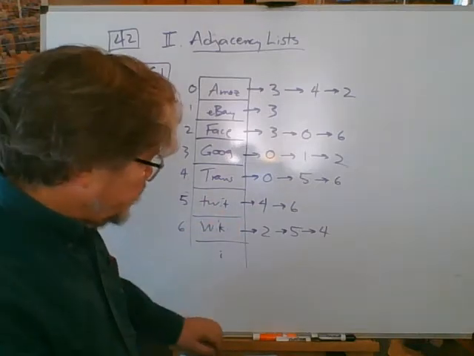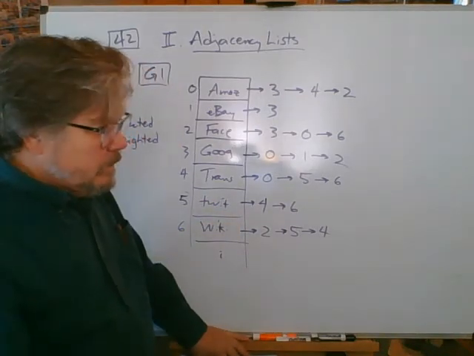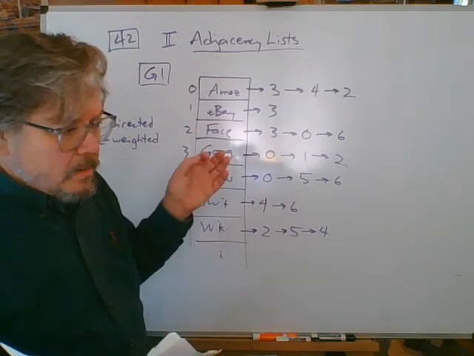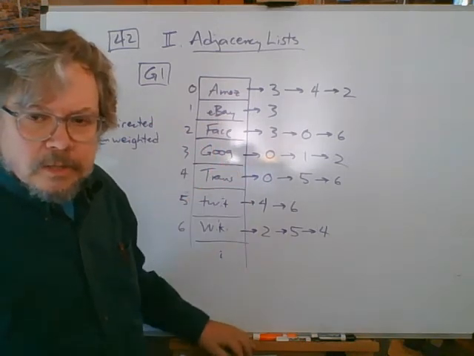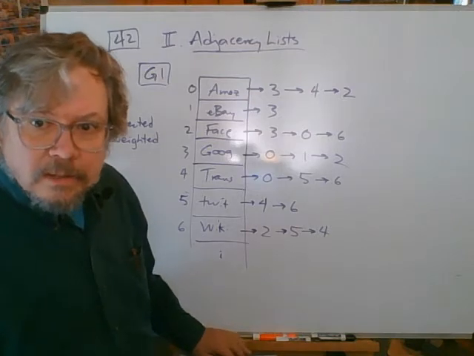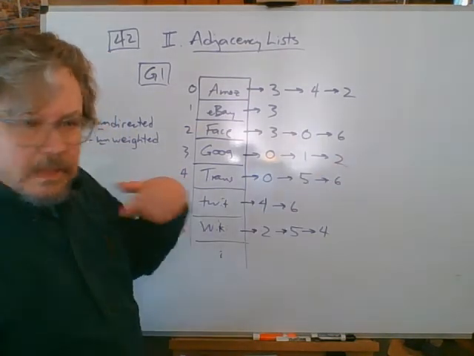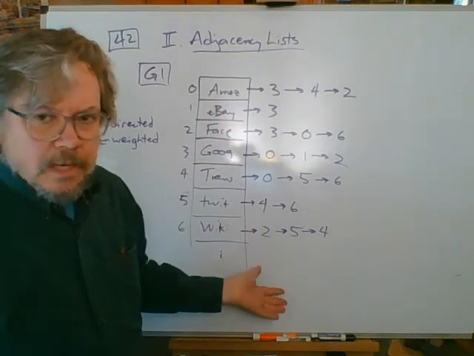So here's the weird deal. A realization all of a sudden. An undirected graph is actually a special case of a directed graph, where we have an arc going each direction. That's why every arc here is represented twice.